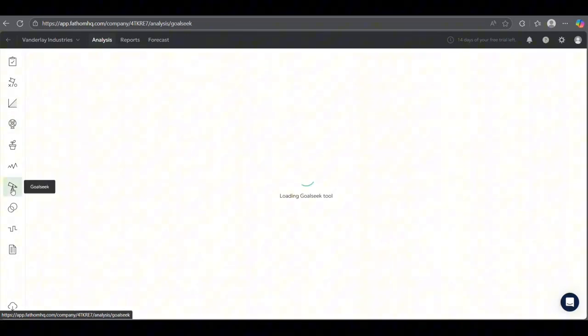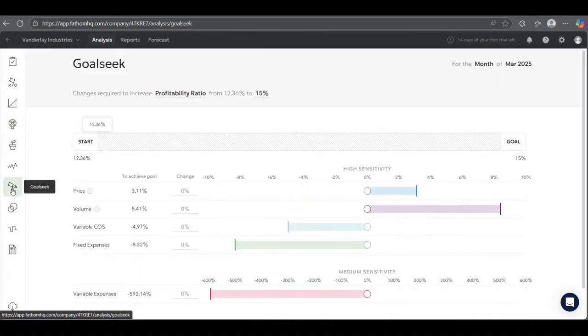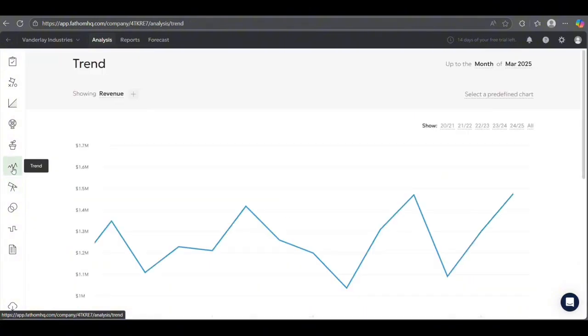And finally, Fathom is all about visual insights. So charts, graphs, and trend lines make understanding your numbers way easier. Even if you're not a finance person, you'll get the picture very fast.